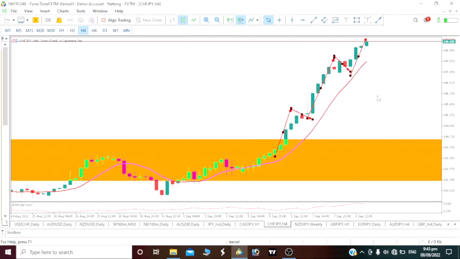So possibly, if you want to drop on this trade, then wait on your 4-hour time frame for a correction. Like I said, once there is a correction on the 4-hour time frame, then you can actually take your buy on Swiss franc JPY.